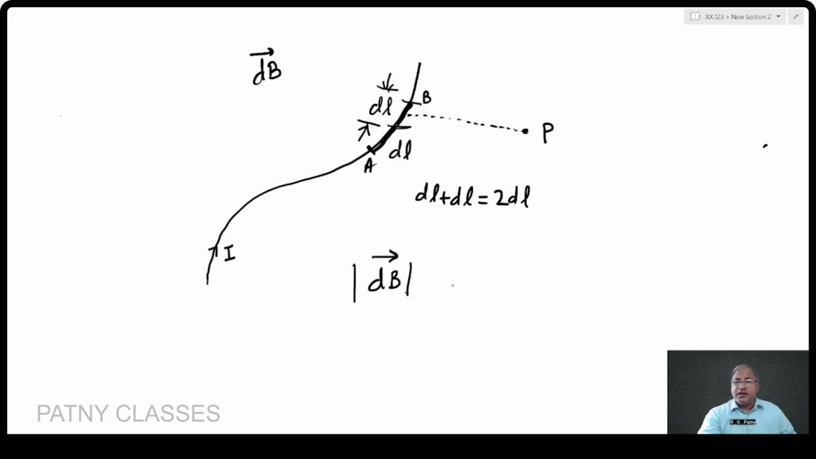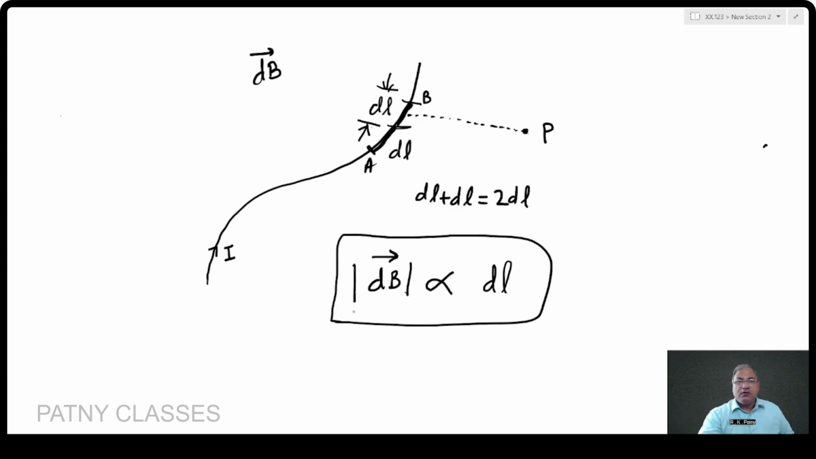As the length of the wire increases, the value of magnetic induction also increases. So the magnitude of magnetic induction is directly proportional to the length of the element AB. As the length of element AB increases, the value of magnetic induction also increases. So this is the first factor of Biot Savart law. In the statement of Biot Savart law, the first factor is that the magnetic induction is directly proportional to the length of the element dl.